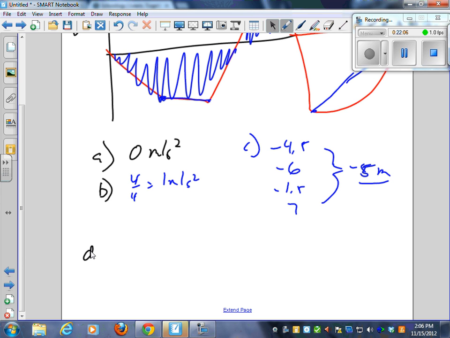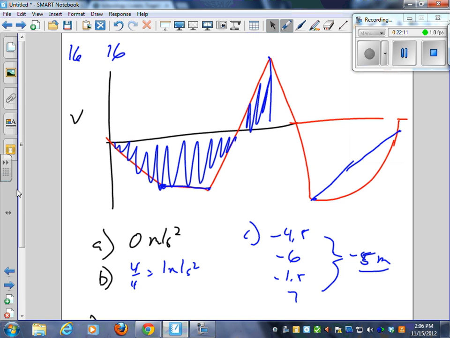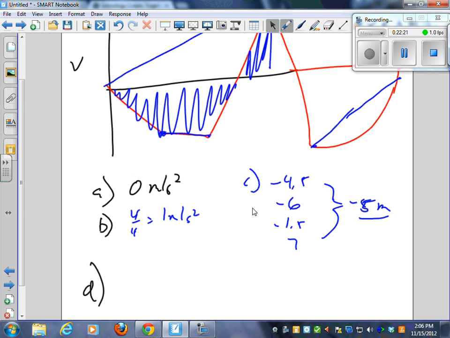D asks for A bar from 0 to 8. A bar is slope on the VT graph. 0 to 8 is that slope, right? 0 to 8. I had to find the slope. It's up 7 and over 8.